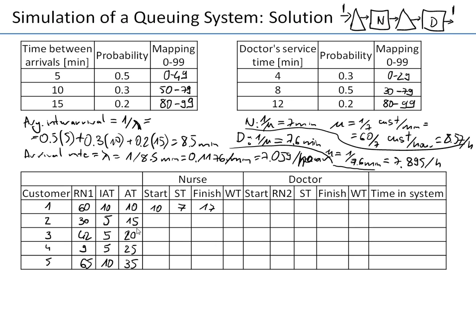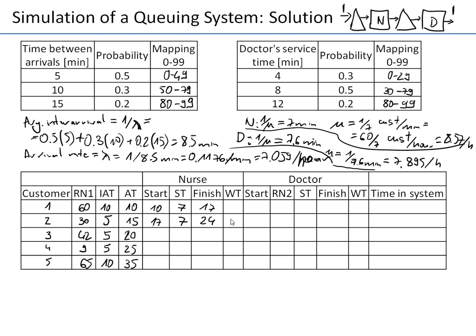More interesting is what happens here, right? The patient arrives at minute 15. However, the nurse is still busy until minute 17, right? When the patient arrives, the nurse is busy with the previous patient. So when will the service start? It will start at minute 17. So this is the maximum of 15 and 17. We put it here as the start time of this second patient. And of course, it will take again 7 minutes. We said it is deterministic, so it will finish at minute 24.